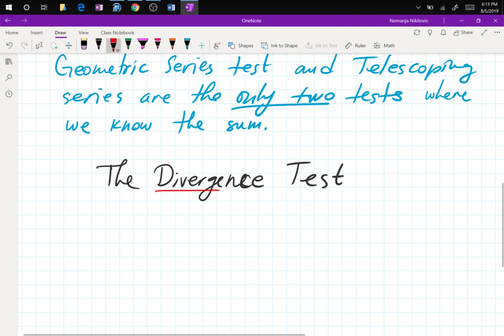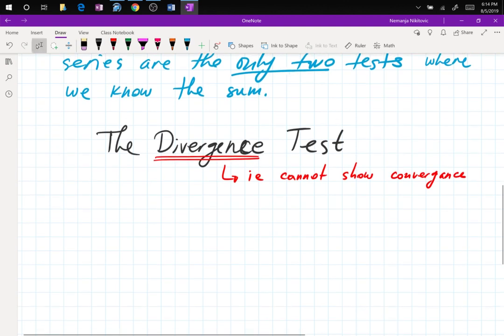Emphasis on the word divergence, i.e., it cannot show convergence. That should be common sense. If the name is divergence test, then it tests for divergence and nothing else. So here we go. This is the part which you are memorizing. This is the theorem.